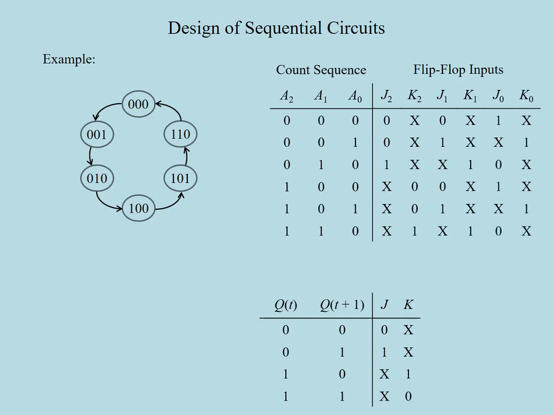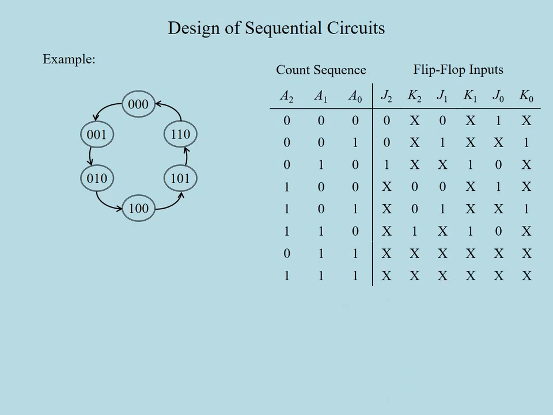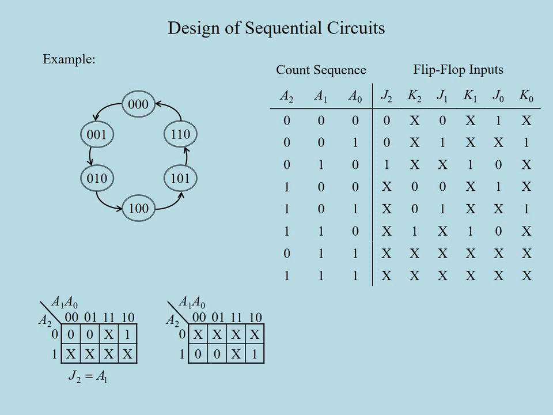If the present state of the transition is 1, then J will be don't care, whereas K has to be the complement of the next state. Further, we can take the states that are not in the count sequence as don't care conditions. Filling out the excitation table, we can simplify the flip-flop inputs. In the Karnaugh map of J2, we see that it can be taken as A1, thanks to the don't care conditions. The same is valid also for K2.